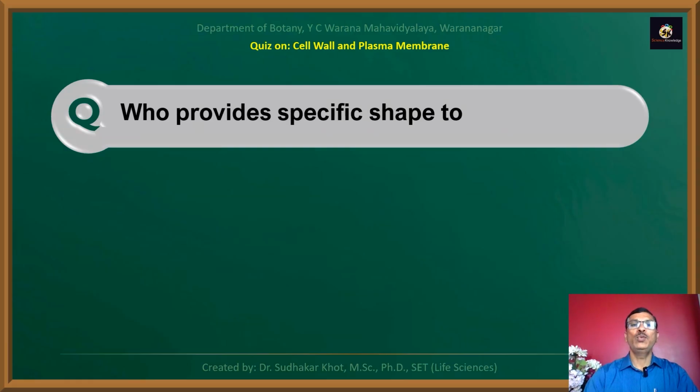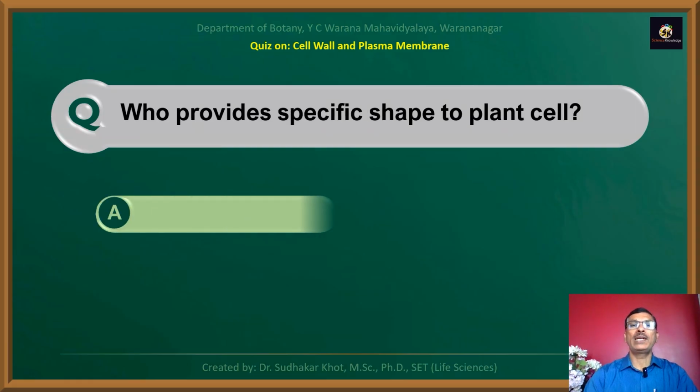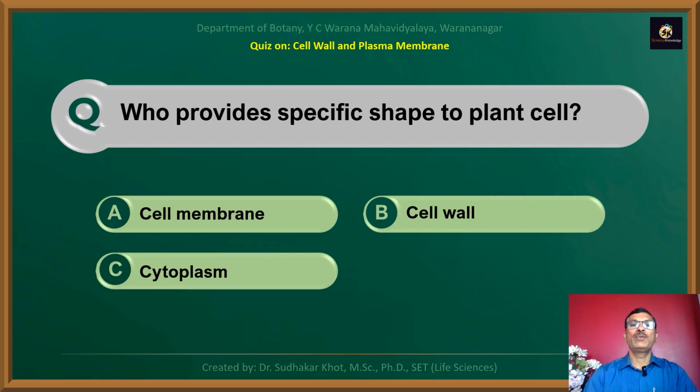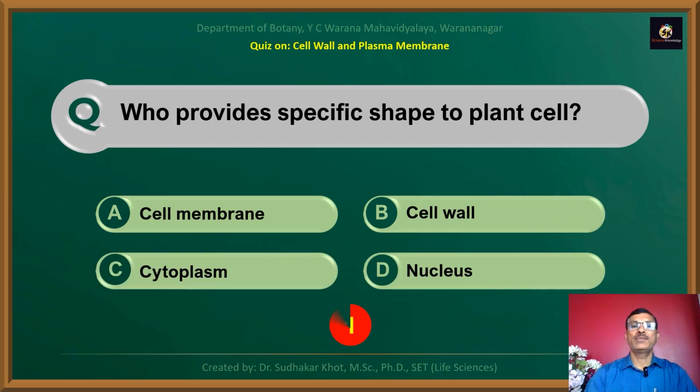First question, who provides specific shape to plant cell? A. Cell membrane, B. Cell wall, C. Cytoplasm or D. Nucleus? Who provides specific shape? The correct answer is B. Cell wall. Cell wall is rigid and it does not change its shape, so it provides shape to the plant cell.